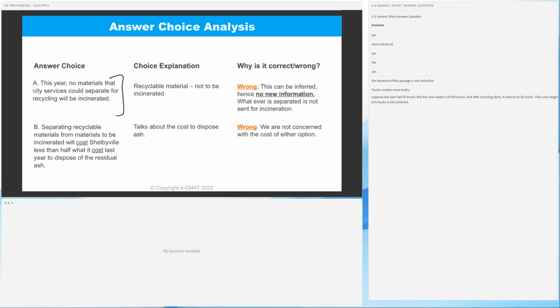This is a must-be true choice. However, the problem is it does not provide any new information. This information is already there in the argument. Since it doesn't provide any new information, this choice does not satisfy the first condition of an assumption, which is that it must provide new information that's not there in the argument. Remember, an assumption is an unstated idea required for the conclusion to be valid. People who chose choice A, is that clear?